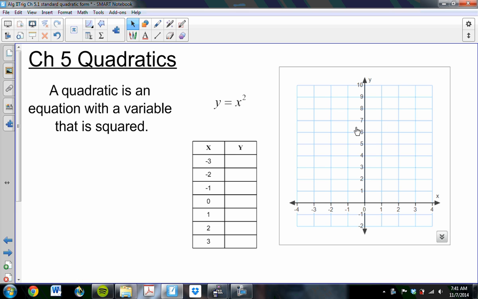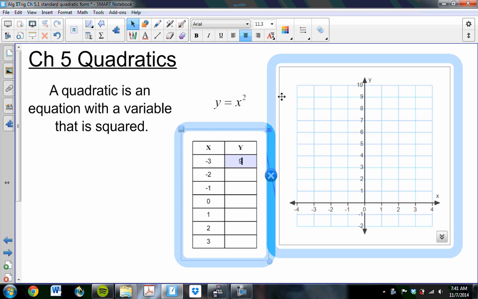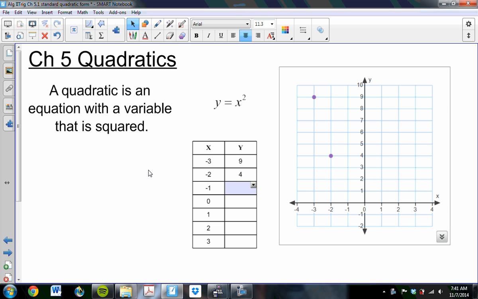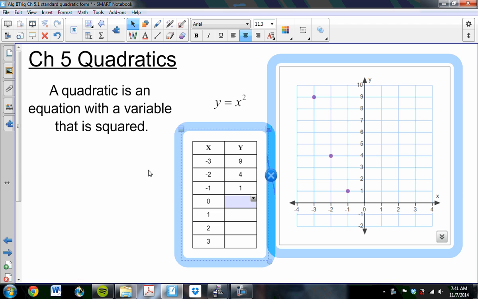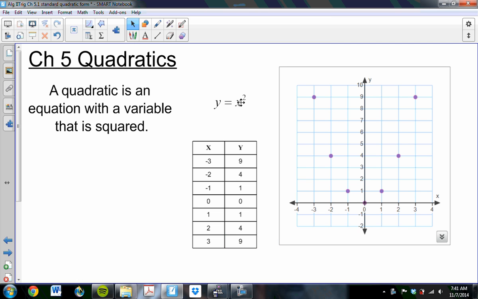And one thing we can do with quadratics is graph them by plugging in some numbers. If I plug -3 in for x, -3 squared is +9, so that becomes a 9. You can see the point (-3, 9) just graphed. If I plug in a -2, -2 squared is 4, -1 squared is 1, 0 squared is 0, 1 squared is 1, 2 squared is 4, 3 squared is 9. This is something you've probably seen before.